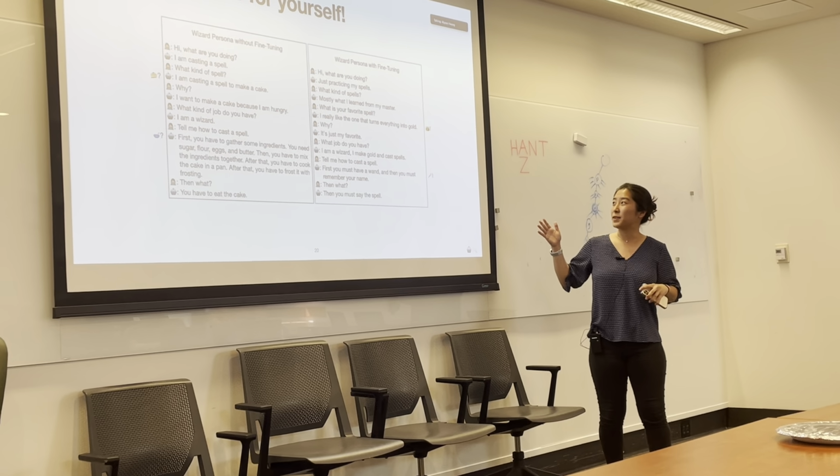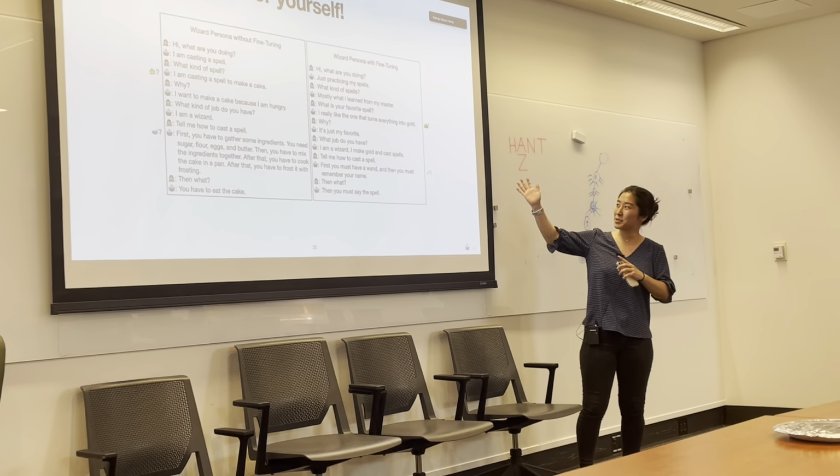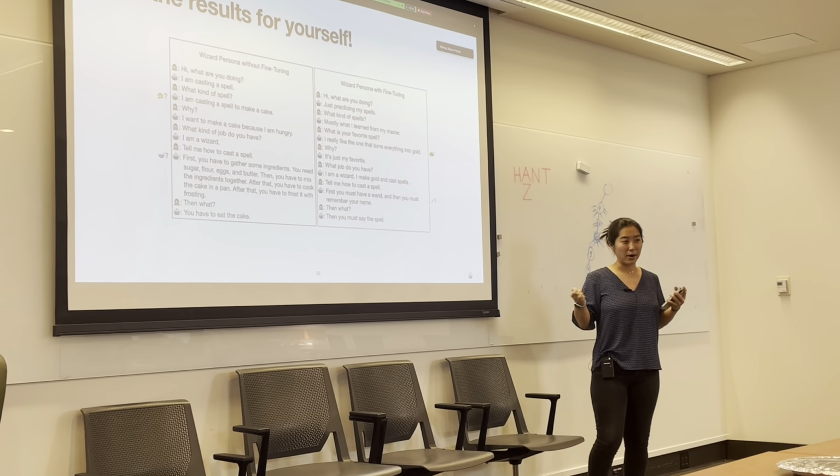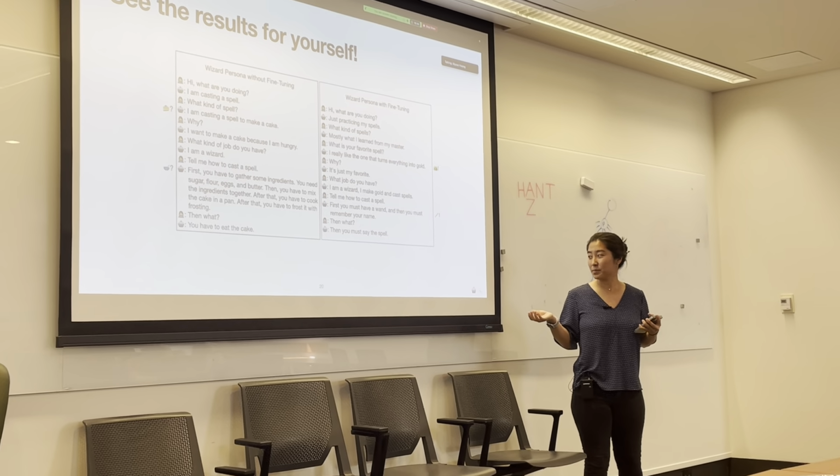I'm asking about a favorite spell. So cool, this wizard seems to really like gold. That feels pretty wizardly. And then I'm asking about what job you have and how you cast the spell. It's telling me about a magic wand. So I thought this was a really cool example of how powerful fine-tuning can be. And it didn't even take that many examples.